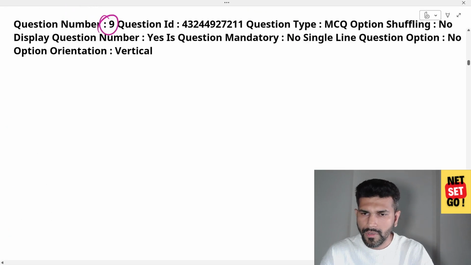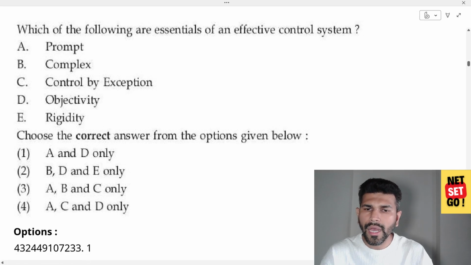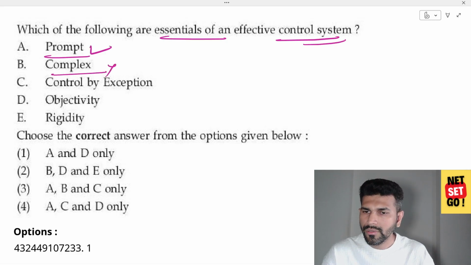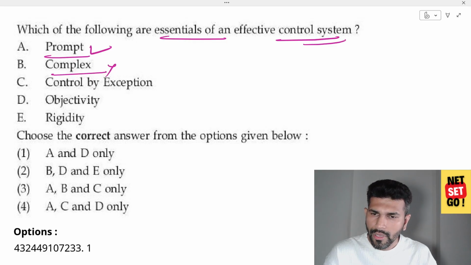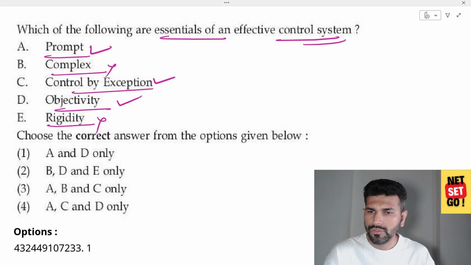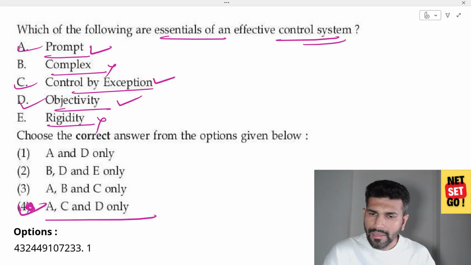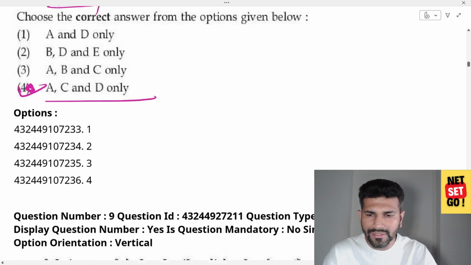Next, which of the following are essentials of effective control system? Prompt, complex. No, complex is not the part of control system. Control by exception, objectivity, rigidity. No. So apart from B and E, A, C, D are essential of effective control system. Option 4 is correct answer.